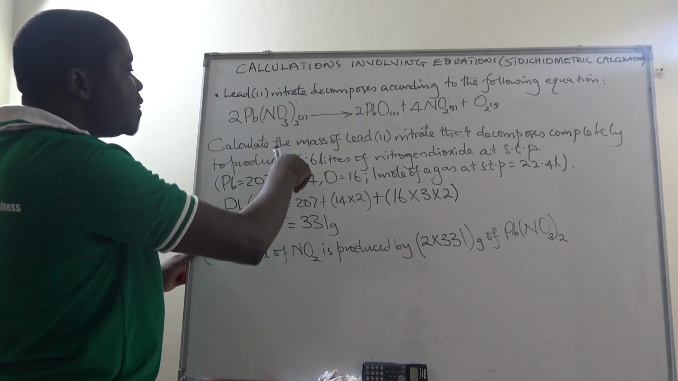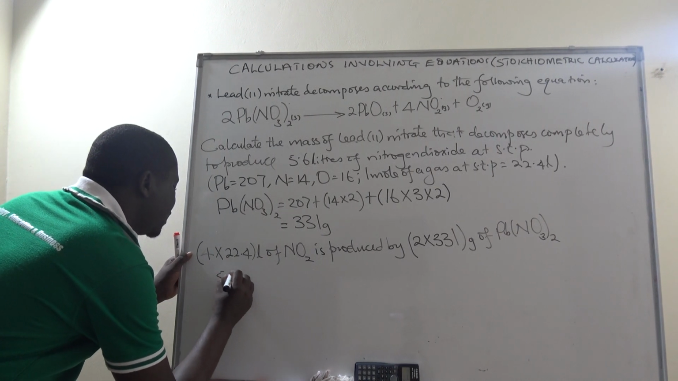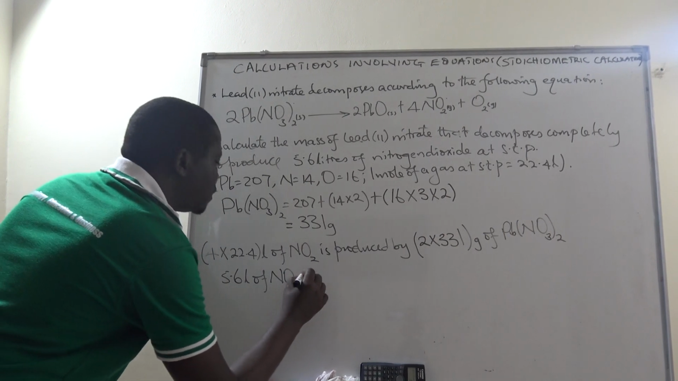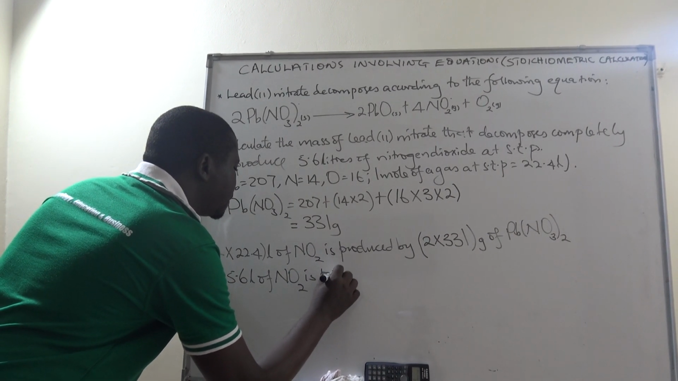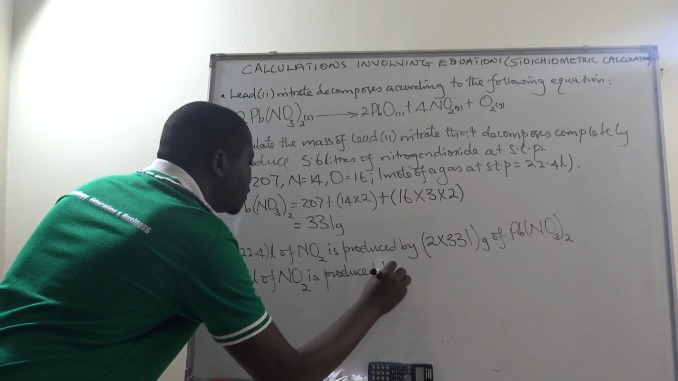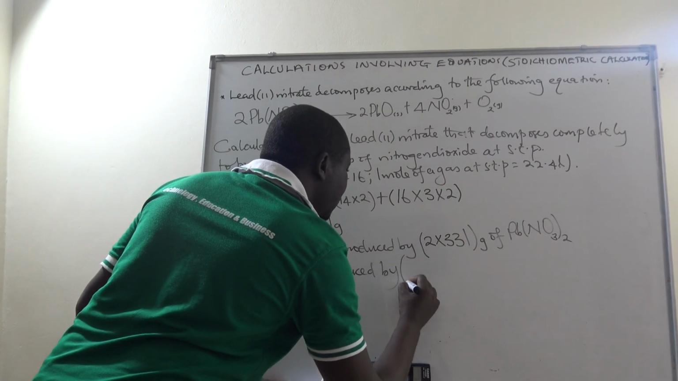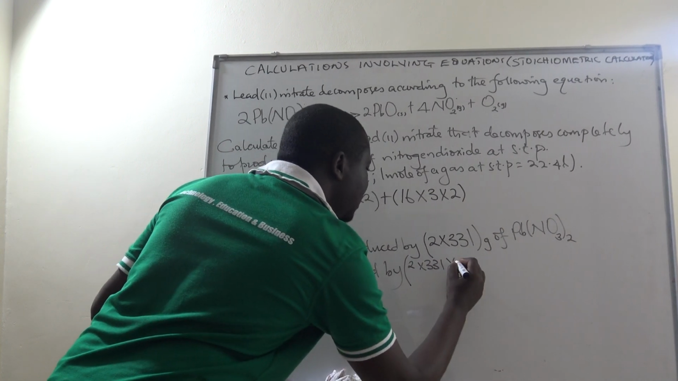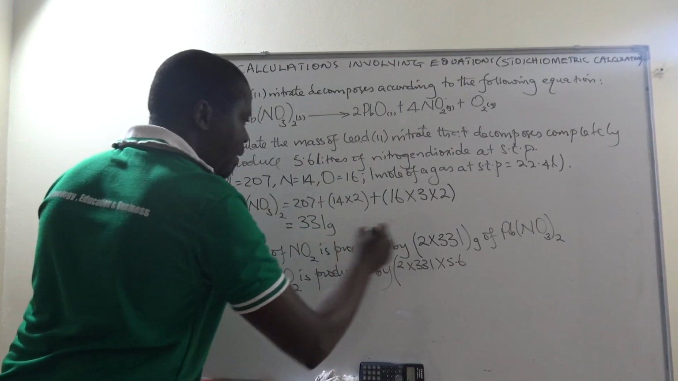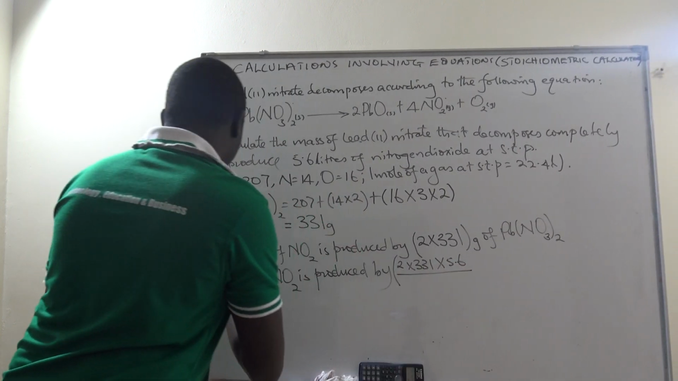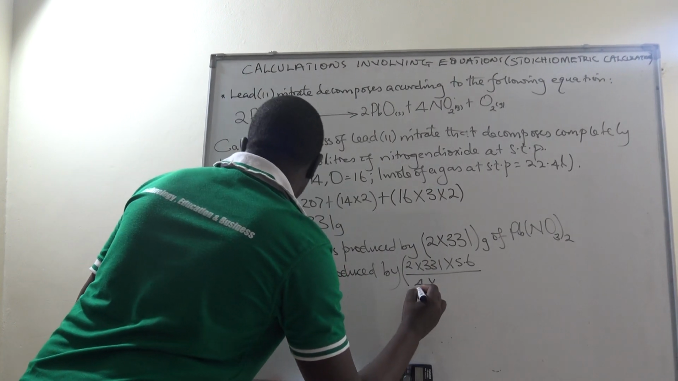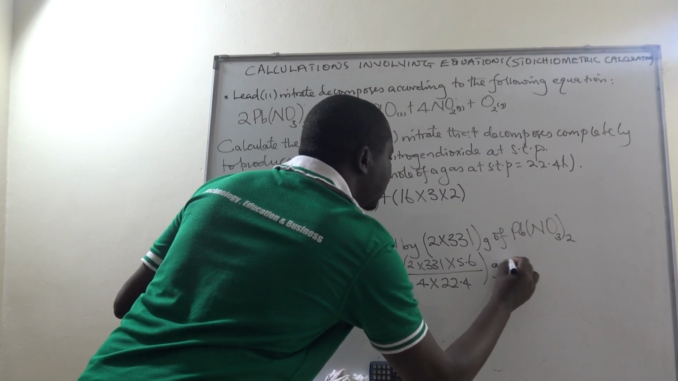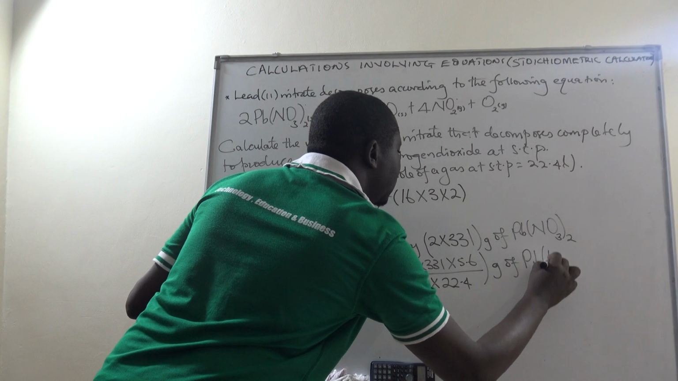Then what of this volume here? The 5.6 liters of nitrogen dioxide gas is produced by, then we cross multiply, it will be 2 by 331 by 5.6, we are cross multiplying directly, over 4 over 22.4, and the unit is grams of lead (II) nitrate.